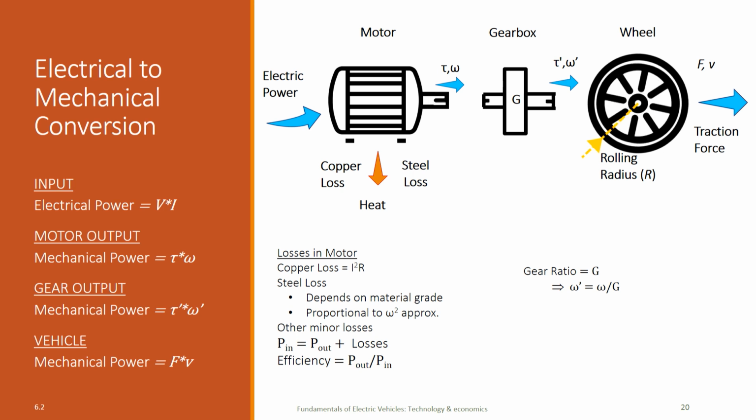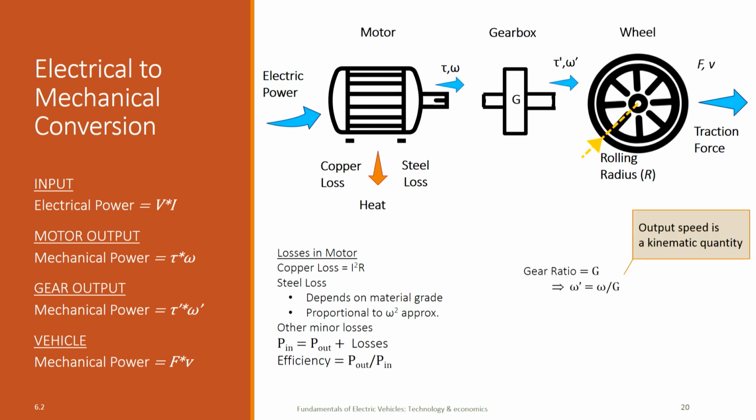The input speed omega is getting converted into an output speed which is omega prime, and the ratio between the two speeds is given by the gear ratio. This is based on the geometry, size of the gear and things like that of the different meshing gears. So, anything which just depends on geometry is described as a kinematic quantity.